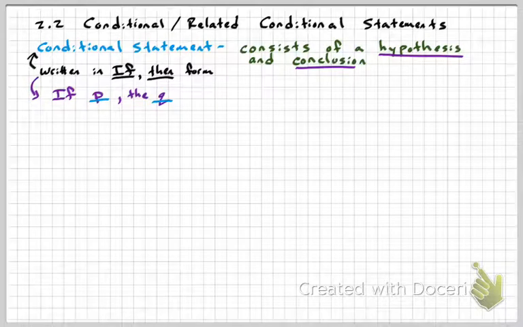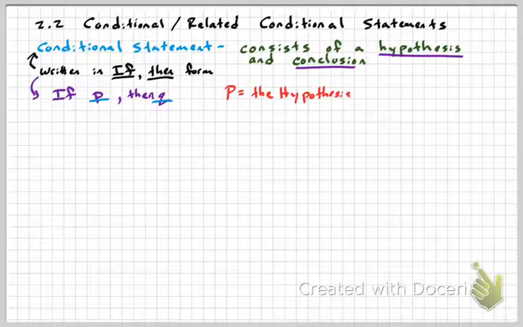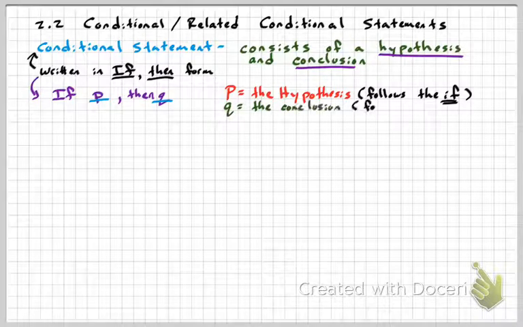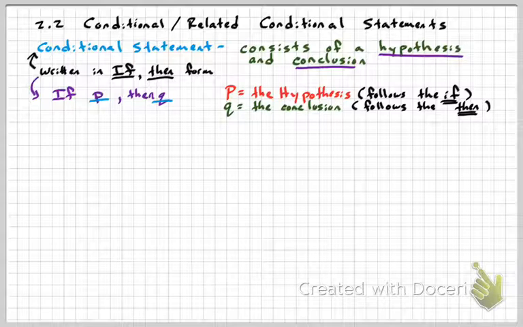And so we could say, if P, then Q. All right. And so P is our hypothesis, so that's the term that always follows the if. And Q is our conclusion, or the term that follows the then. If the hypothesis occurs, then the conclusion occurs, or if the hypothesis, then the conclusion.